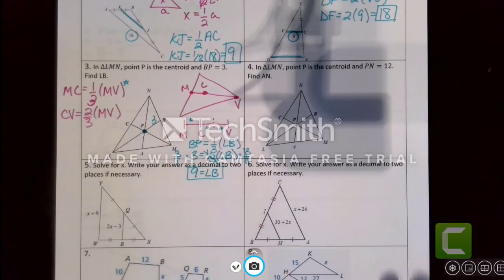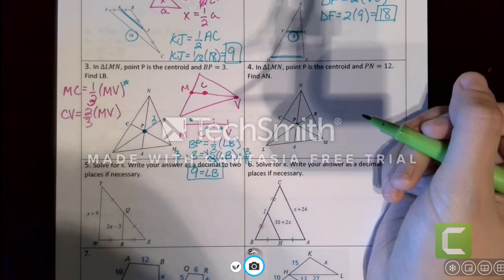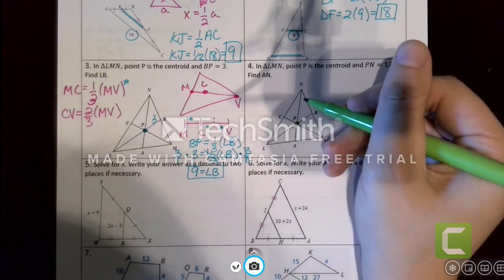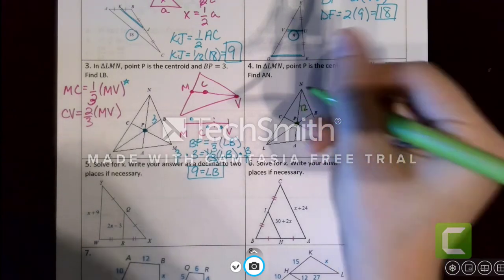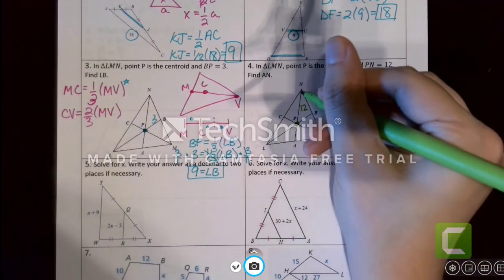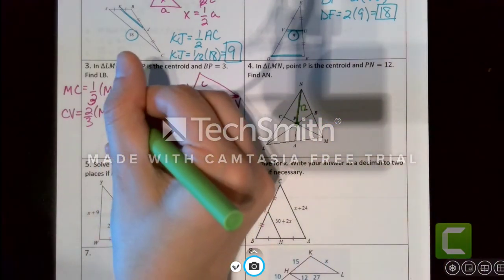Now for number 4. In number 4, we're told that in triangle LMN, point P is still our centroid, but that PN is equal to 12. We have to find the full length of AN. We're told the 2/3 length, so we're going to have to use the second equation that we wrote.